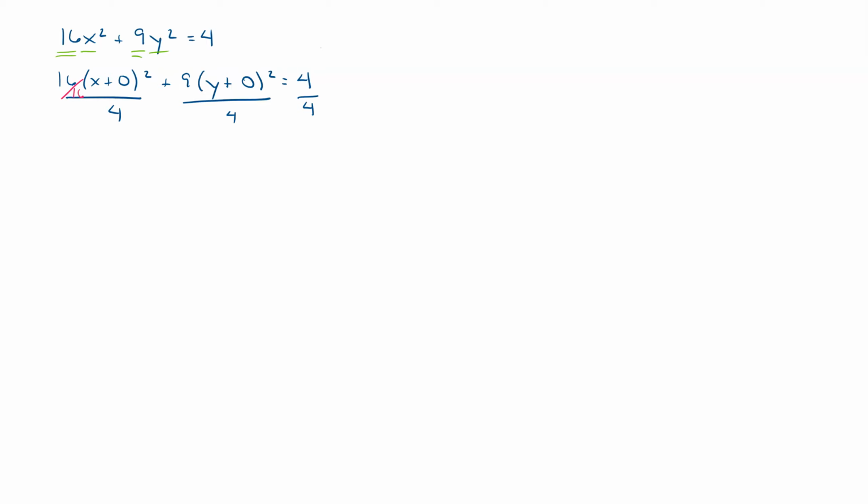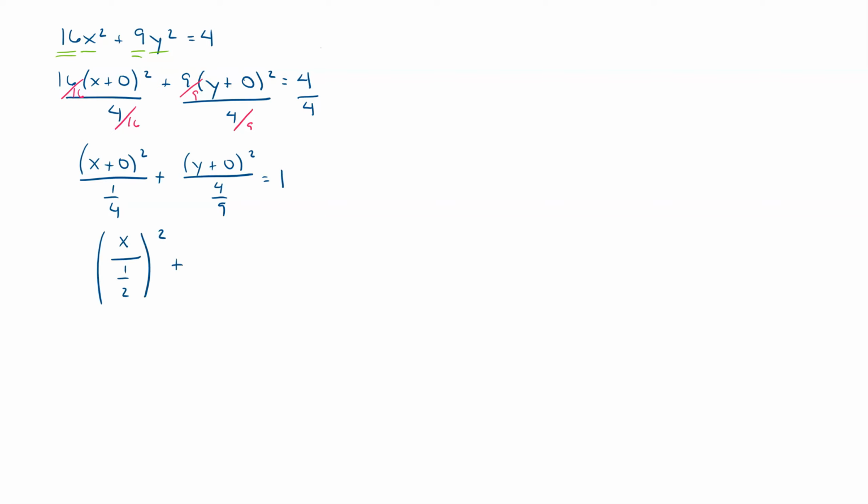What I do to the top, I have to do to the bottom. And so I end up with x plus 0 squared over 4/16, which is 1/4, plus y plus 0 squared over 4/9 equals 1. Dropping parentheses all the way down, we get x over 1/2 squared plus y over 2/3 squared equals 1. You don't have to write the plus 0. If there's nothing there, then that means there's 0 there.